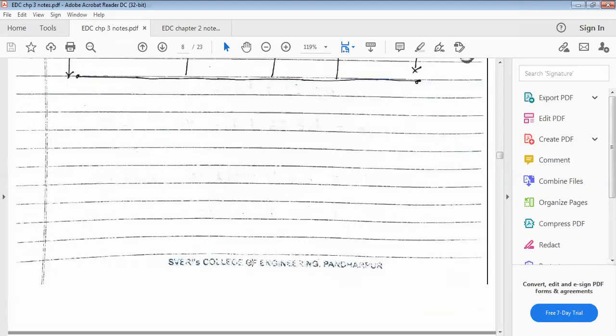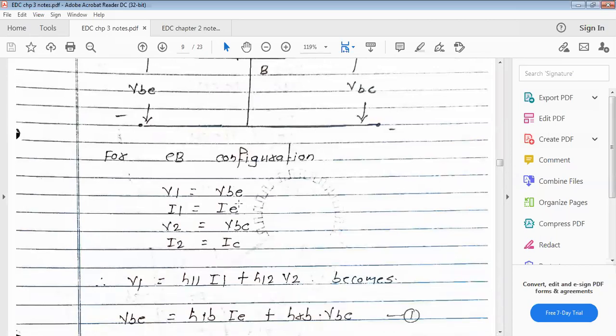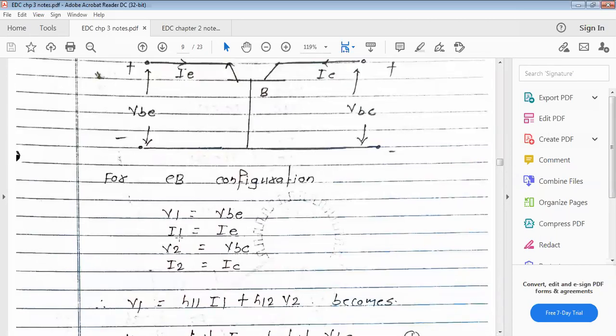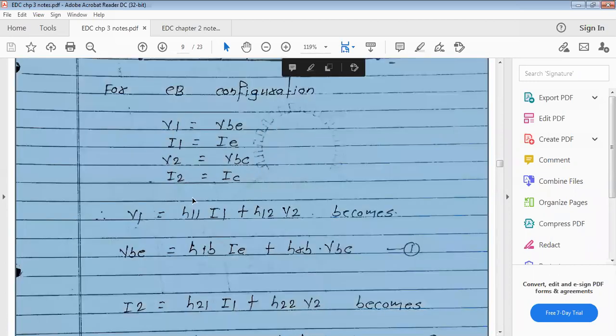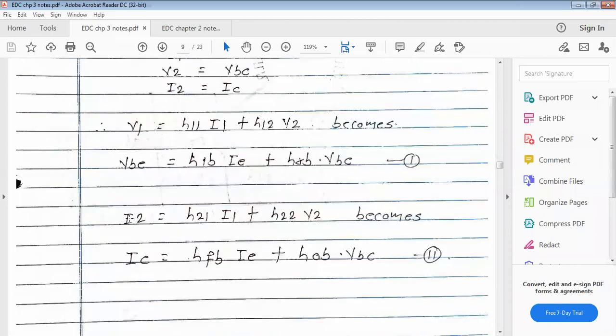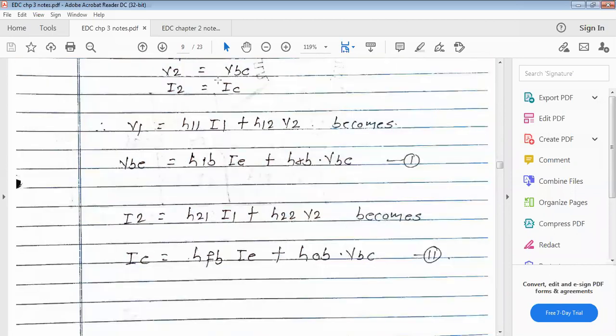So for common base, we have to draw the diagram for common base. Then we have to define what is V1, what is I1, what is V2, what is I2. Once we write those input and output parameters, we have to write the hybrid equation: V1 is equal to H11 I1 plus H12 V2. Then we have to replace these terms with the defined parameters. Similarly, for I2, we have to write the equation, then define those parameters.